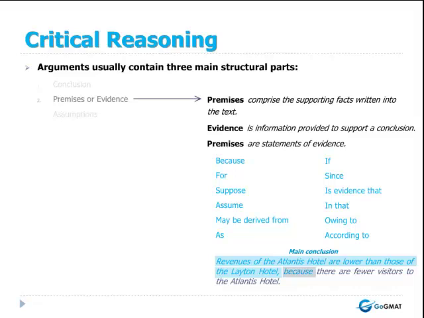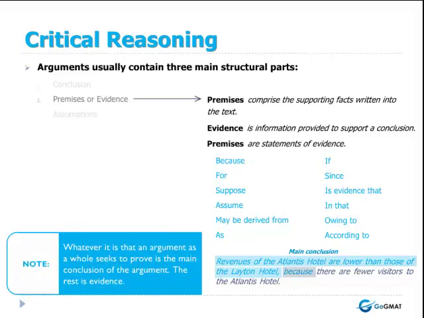Although flag words or indicators can sometimes help identify conclusions or evidence, the best way to find the premises and conclusion of an argument is to look at its structure, determine what is being proved and what is being used to prove it. Whatever it is that an argument as a whole seeks to prove is the main conclusion of the argument. The rest is evidence. As you analyze the structure of an argument, you can add flag words of your own to help identify its elements.